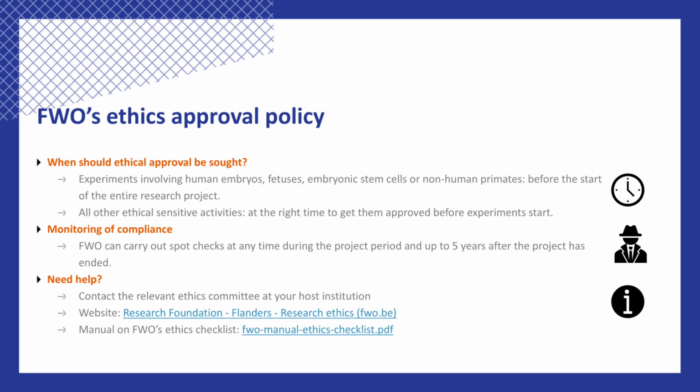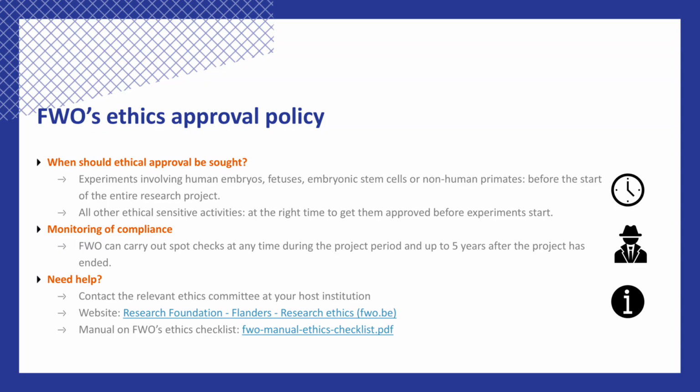If your research involves human embryos, fetuses, embryonic stem cells, or non-human primates, you must get ethical approval before starting any part of your project. For all other ethically sensitive activities, make sure you have approval before you begin those specific experiments. To monitor compliance, the FWO can conduct spot checks at any time during your project and up to 5 years after your project has ended.